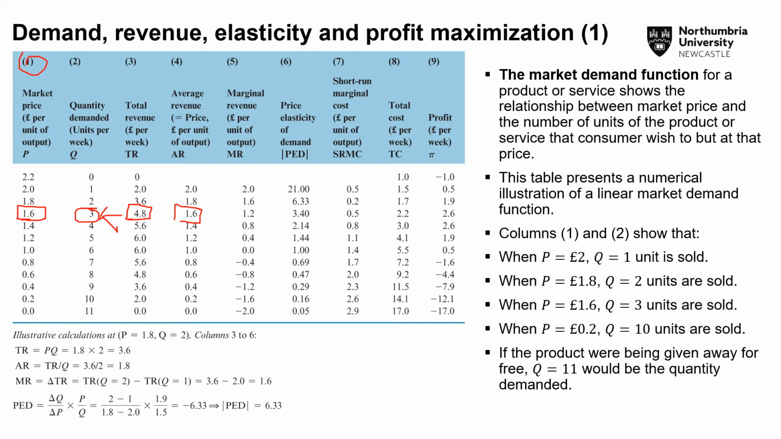What is the marginal revenue? The marginal revenue is the change in total revenue with the sale of additional units. So when we sell the third unit, our total revenue is 4.8. When we have sold 2 units in total, our total revenue is 3.6. So the change between 3 units in total being sold and 2 units in total being sold is 1.2, and that is the marginal revenue.